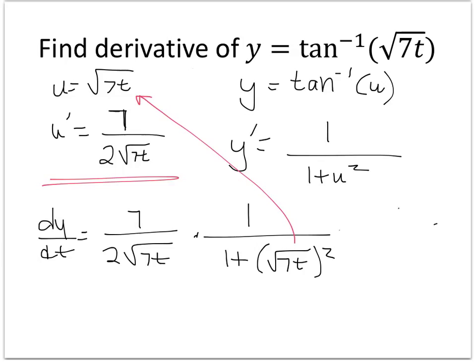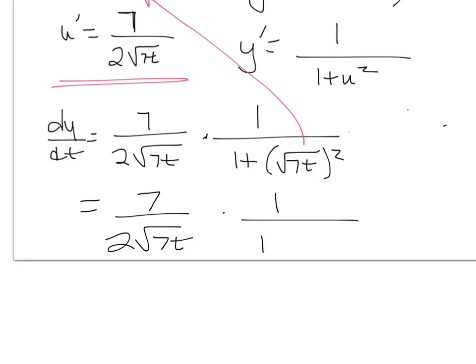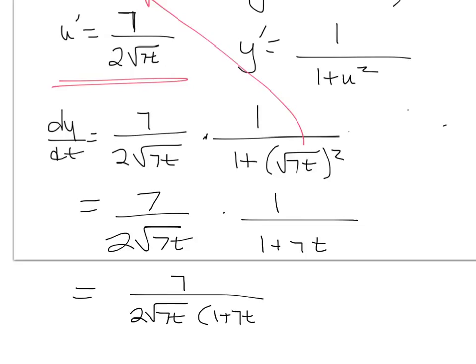New line. So equals 7 over 2 square roots of 7t. All I'm doing here is squaring that square root, so I'm going to end up with 1 plus 7t. And that's pretty much your answer. If you want, you could rewrite it as 7 over 2 square roots of 7t, then times 1 plus the 7t, just for the way my math lab would want it.